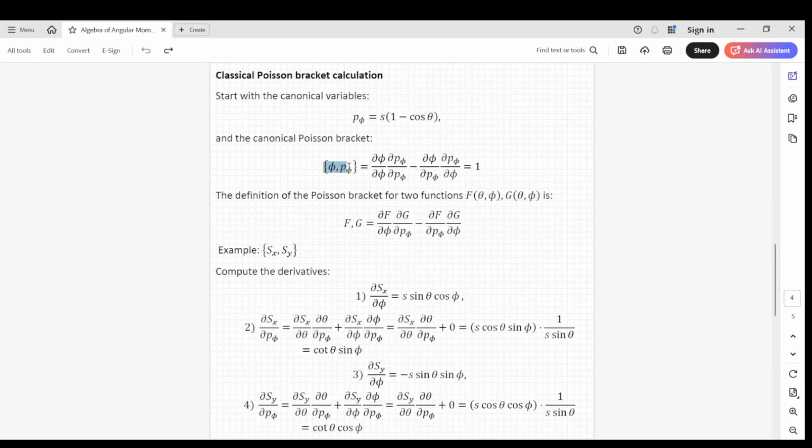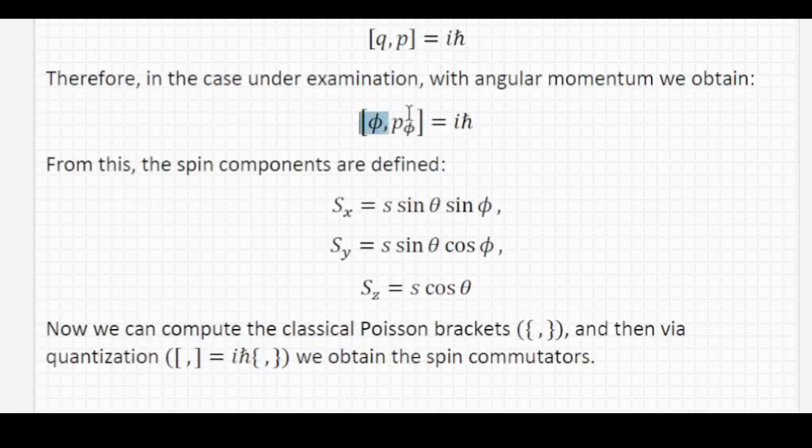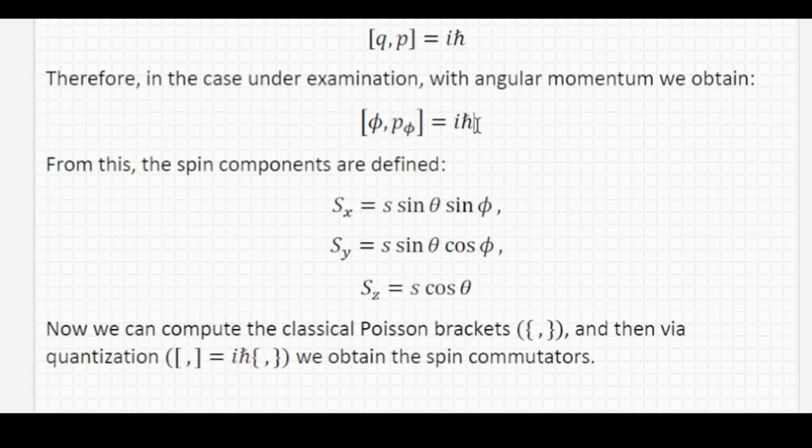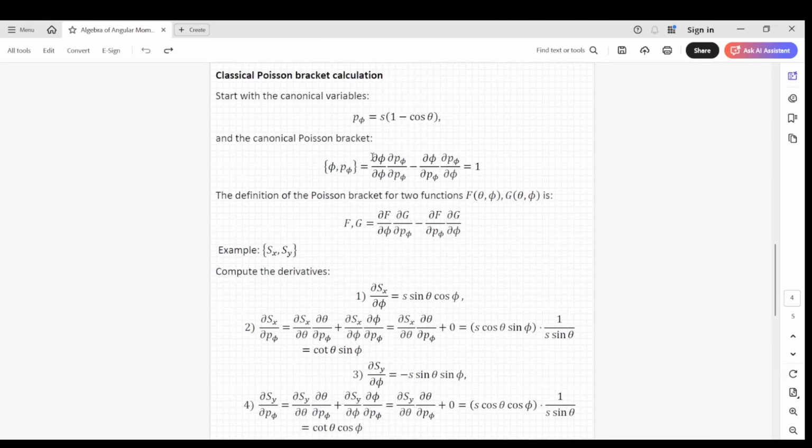So we want to compute the Poisson brackets. For example, the Poisson bracket between phi and p phi, using the definition of the Poisson bracket, is simply equal to 1. So we multiply the Poisson bracket by i h bar, and we get the commutator. Indeed, we get this one, and that's what we indeed get also from the path integral. And now we can calculate, for example, also the commutator between s x and s y.